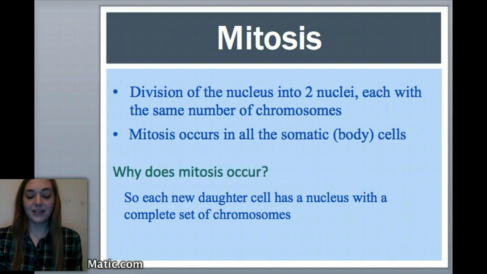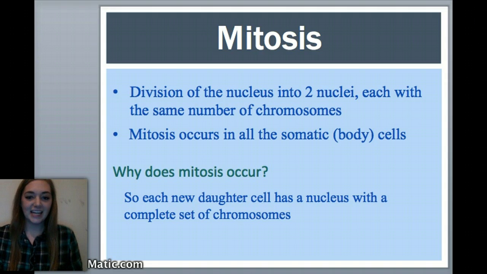And mitosis, as I had said earlier, is the process of cell division, and is the division of the nucleus into two nuclei, each with the same number of chromosomes. Mitosis occurs in all the somatic body cells, so the skin and the liver and all of the different organs in your body are created of cells that have specialized processes in order for you to survive.